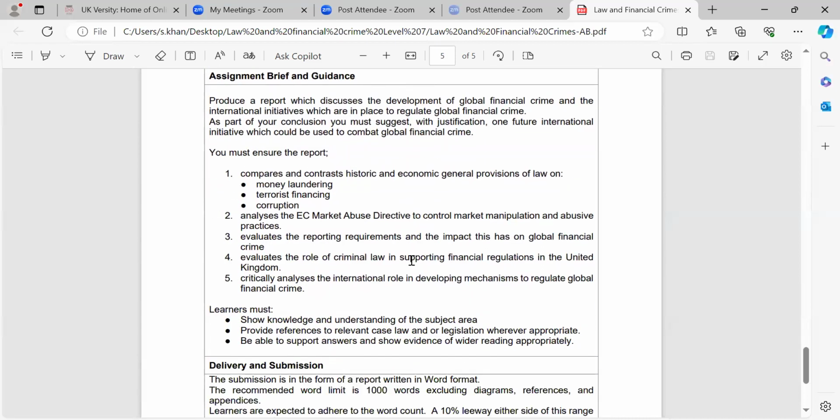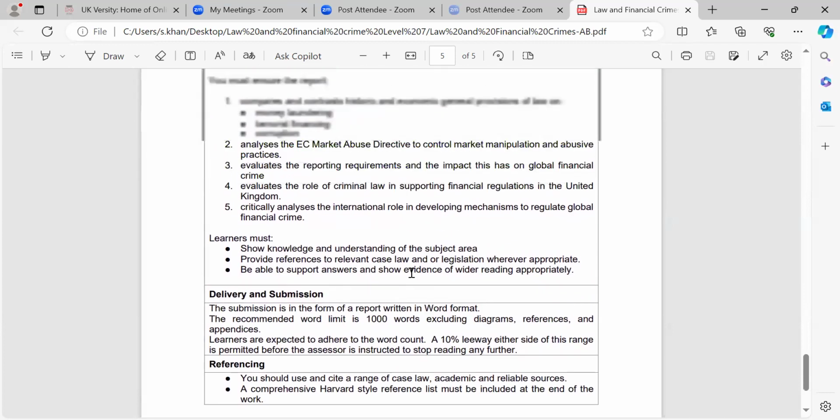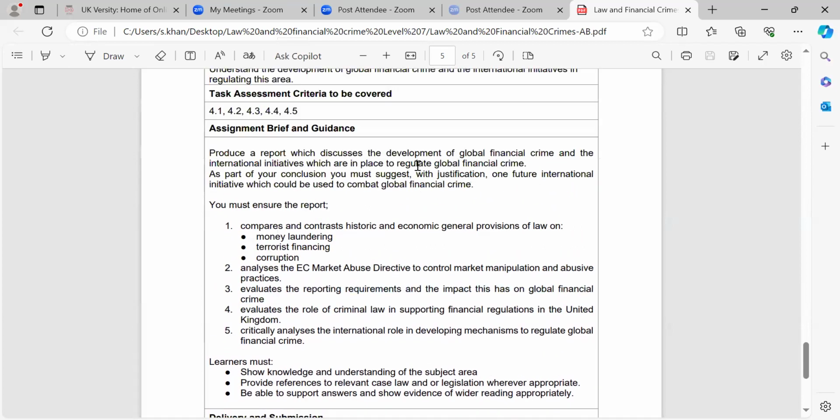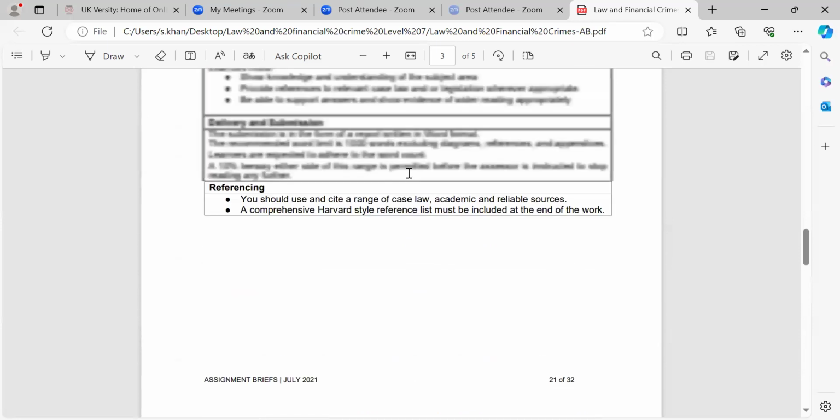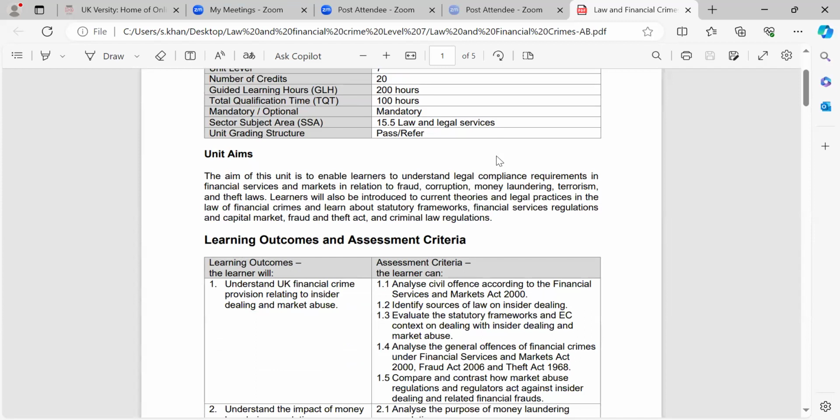And it gives you assignment guidance. It gives you delivery and submission and referencing guidance as well. You need to be reading this properly. So if it's asking you to evaluate the reporting requirements and the impact on the global market, you need to evaluate that. You don't need to define it. You need to make sure you are looking at what the command words are and referring to the command words to make sense of the tasks. So you have 4 tasks. It's 4,000 words. Each task is 1,000 words each. Okay.